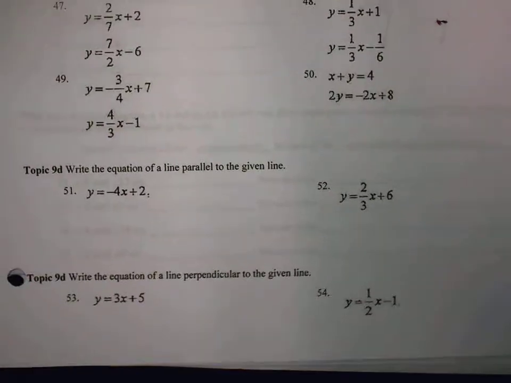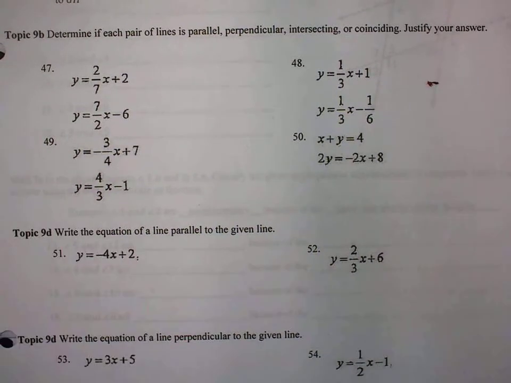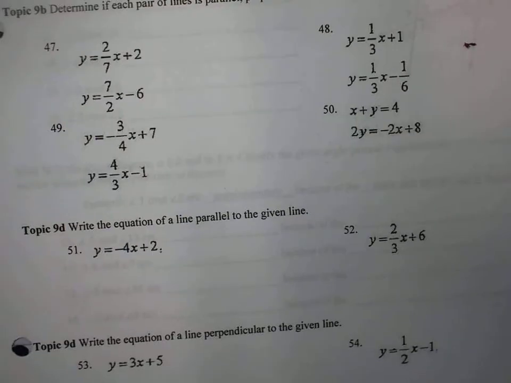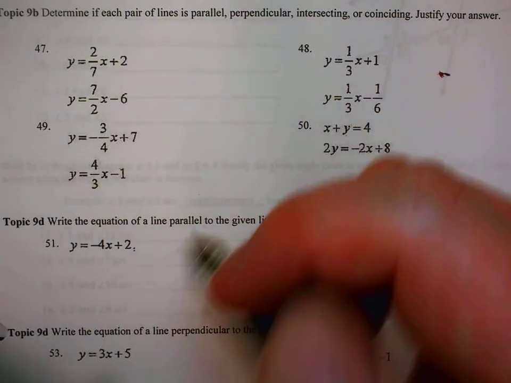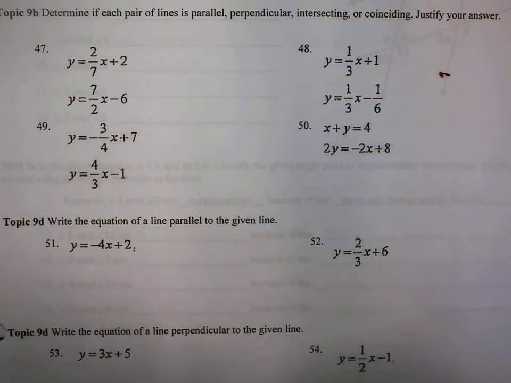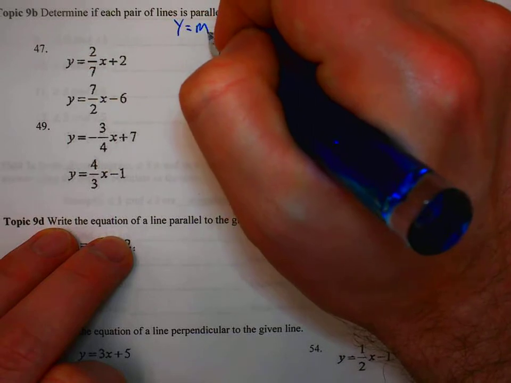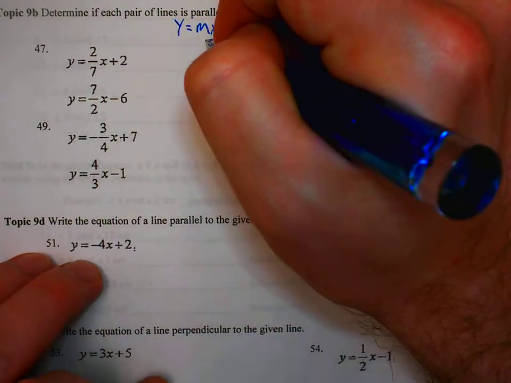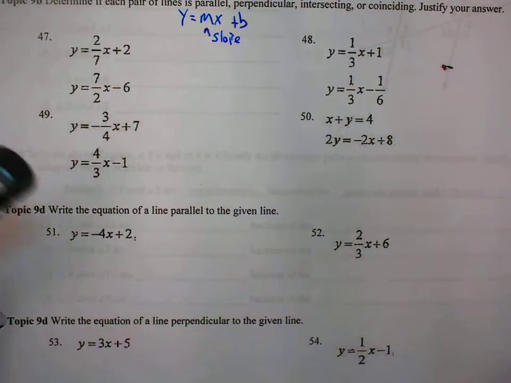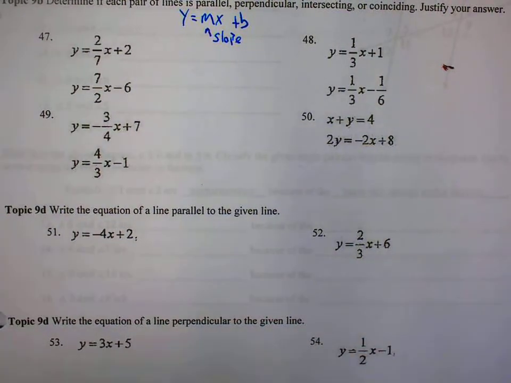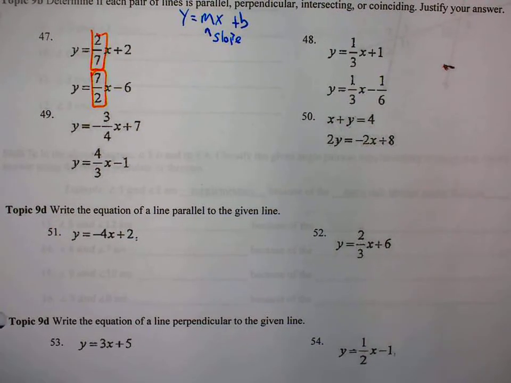Determine if each pair of lines is parallel, perpendicular, intersecting, or coinciding. Justify your answer. For 47, both are solved for y. Remember that slope-intercept form is when an equation is solved for y and is y equals mx plus b, where m is the slope. Because these are both solved for y, we have the slopes in front of x. One is 2/7, one is 7 over 2.